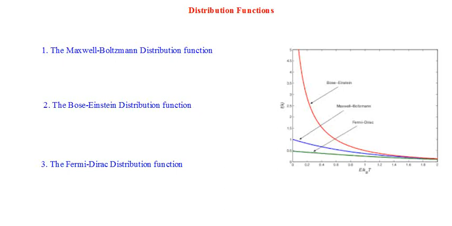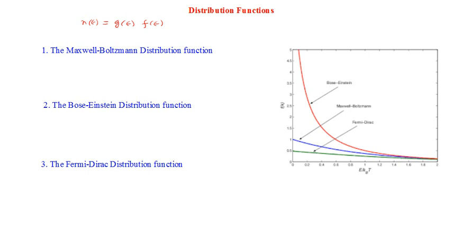Hello. In the previous video on distribution functions, we defined the distribution function by the relation n(E) = g(E) f(E), where n(E) denotes the number of particles having specific energy E, g(E) denotes the number of states with energy E, and f(E) denotes the distribution function.